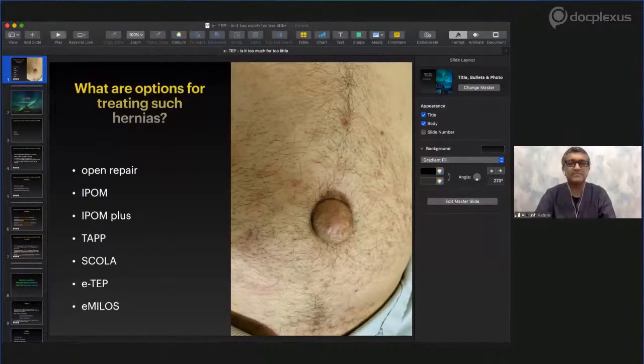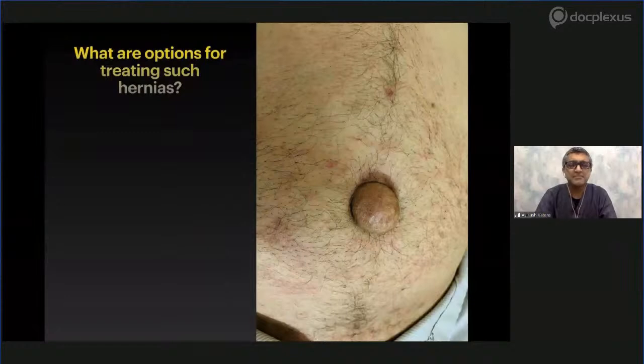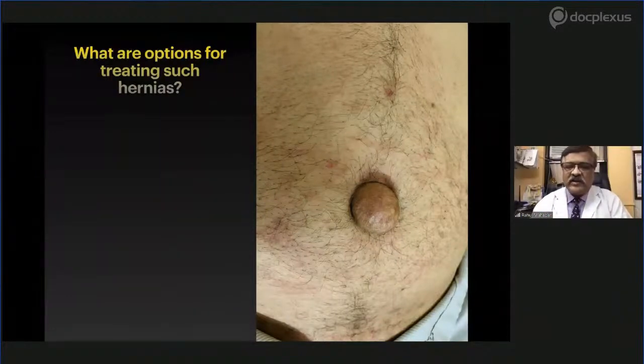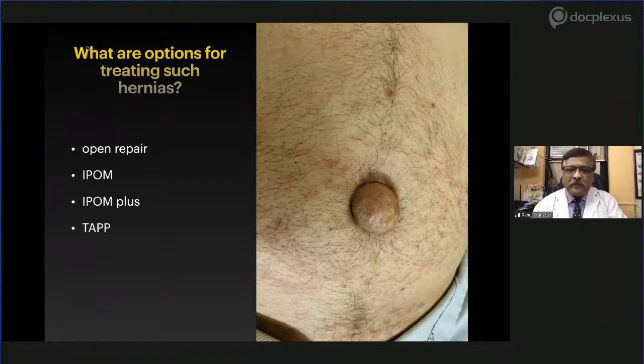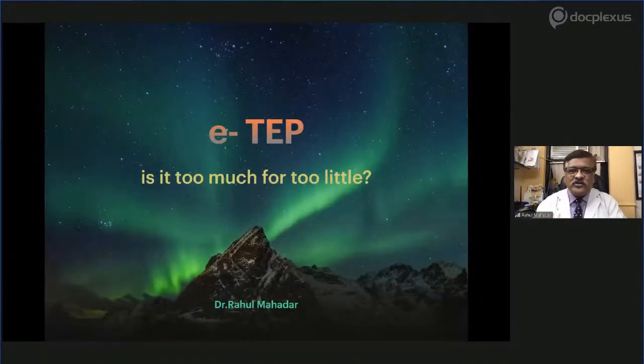Go ahead, please. Okay. So what are the options for treating such hernias? One is the open repair, others are IPOM, IPOM plus, TAPP, TAP procedure, COLA or SCOM, E-TEP repair, and the EMILOS. I'm a hernia surgeon. I'm doing all these procedures. But today I'm here in front of you to tell you, E-TEP, is it too much for too little?